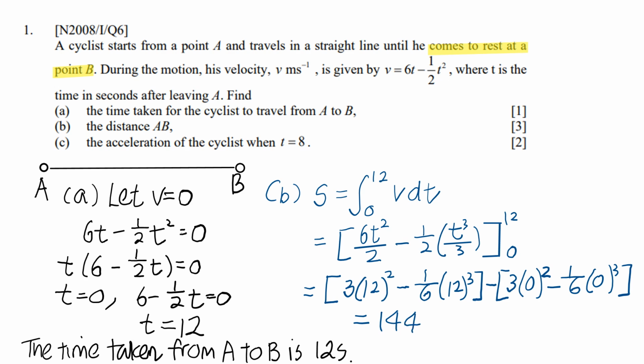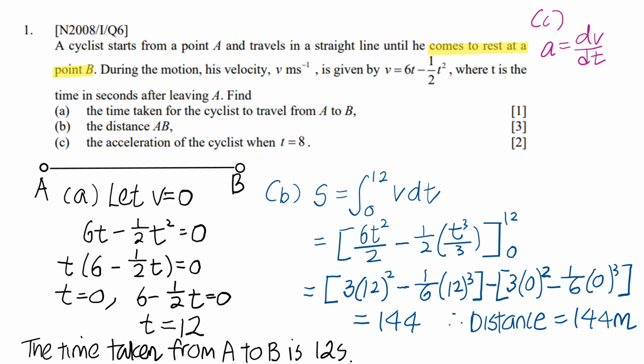So the total distance AB is 144 meters. Okay, so that is part B. So part C is relatively easy. Acceleration is actually the rate of change of velocity with time. So you just need to differentiate v to get acceleration.